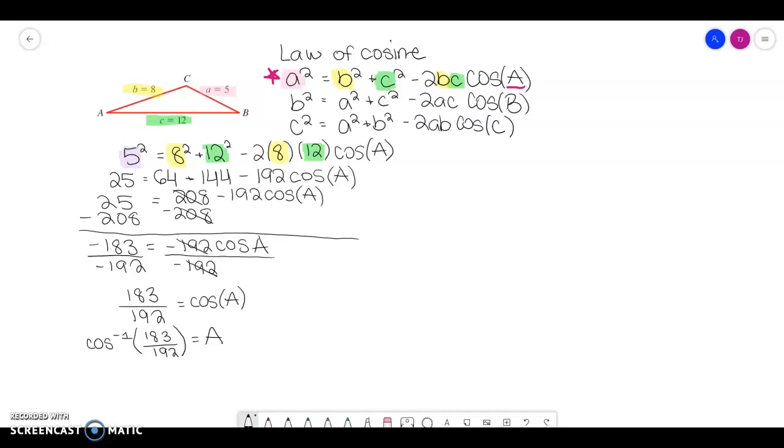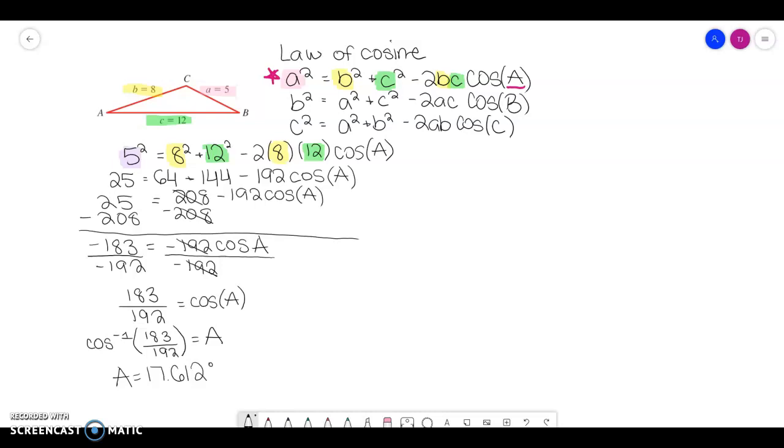At this point, we can use our calculator. You're going to go into inverse cosine, type in 183 over 192, and when we do that, we should end up with 17.612 approximately. I'm going to round it to 3 decimal places. And there's our angle A. Now remember, to get that inverse cosine on your calculator, go to trig and make sure to use inverse cosine, not regular cosine. All right, so that's our first angle.